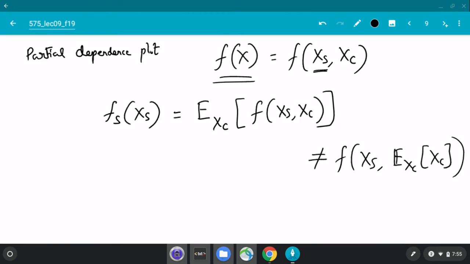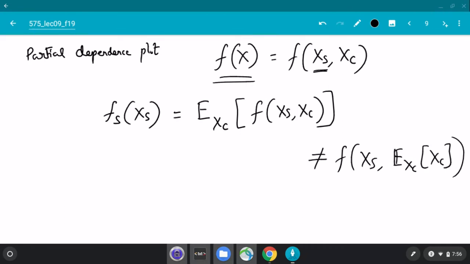You can't plug in the average value of the other variables and then figure out the dependence on the features of interest. You should take the average of your prediction over all the other variables, average it out, and then you'll get the dependence of your outcome. How do your input variables of interest, like income and education level, influence some outcome?